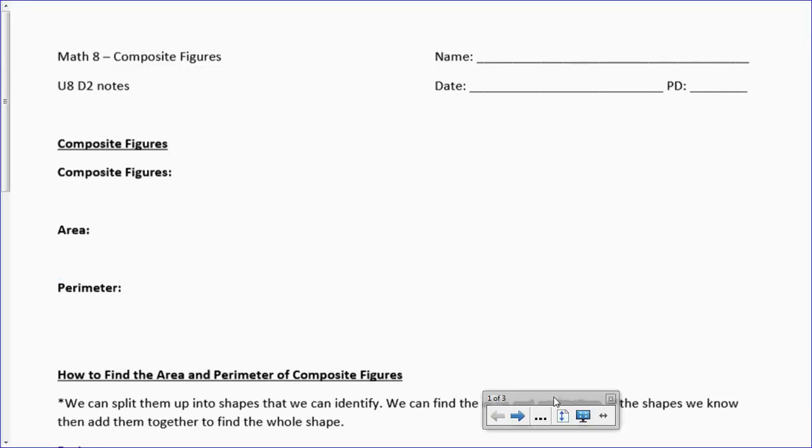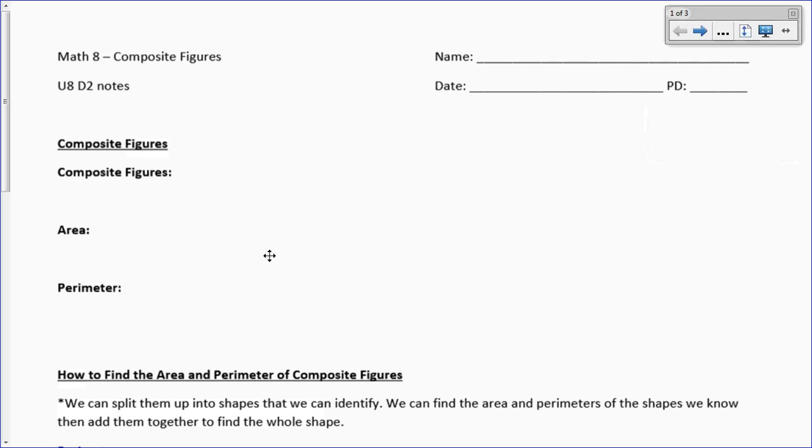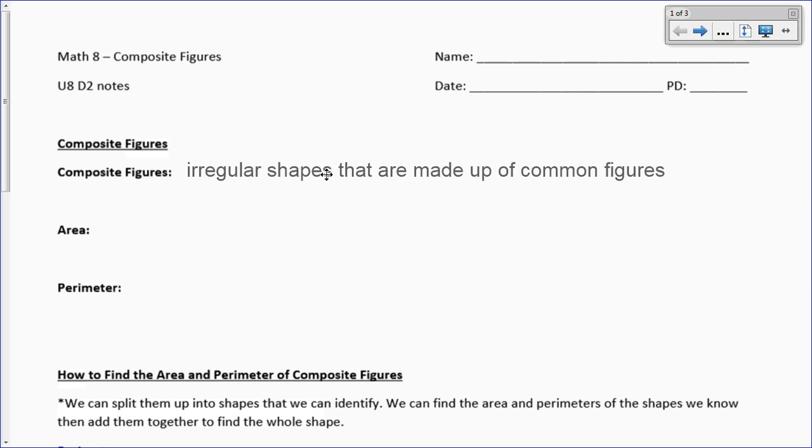Hello everybody, today we're going to be talking about composite figures. So this is day 2 of our measurement unit. This unit's kind of broken up into mini topics like I talked about in class. So this is the second topic. The first one was Pythagorean theorem. This one is composite figures. So let's go ahead and jump in.